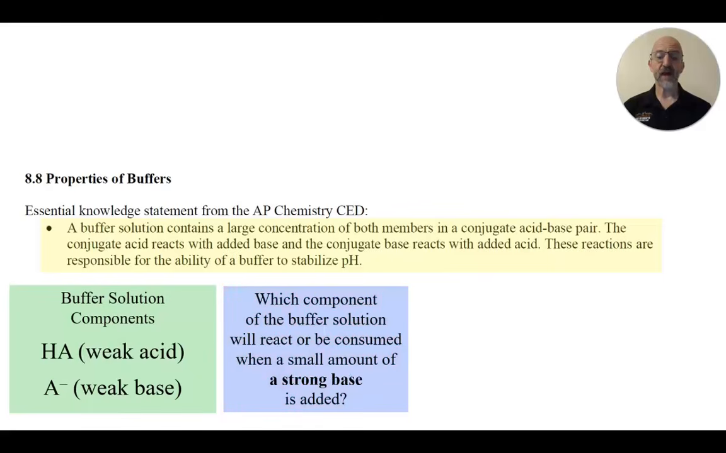Now, suppose that a strong base is added to this buffer solution. Well, then the HA would react with the strong base in the form of the hydroxide ion, and it would produce A-, the conjugate base, and water. So again, we can see that one component of the buffer is consumed, and then the other component of the buffer is produced, but that ratio stays relatively constant, and the pH does not change very much.